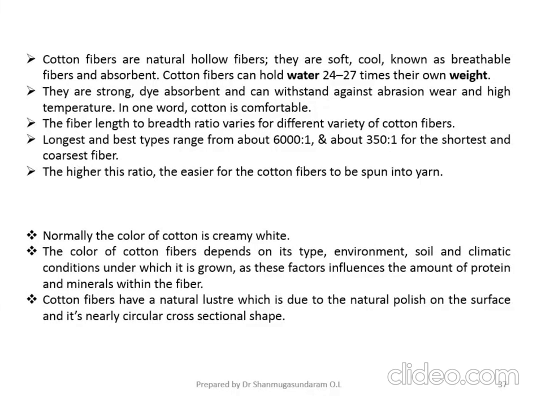So the longest fibers have a length to breadth ratio of 6000 to 1, whereas the shortest fibers have a ratio of 350 to 1. The higher this ratio, what will happen? It is easier for the cotton fibers to be spun into yarn. If the ratio is very high, the result is that it is easier for the cotton fiber to be spun into yarn. You can convert the fibers very easily into a yarn.